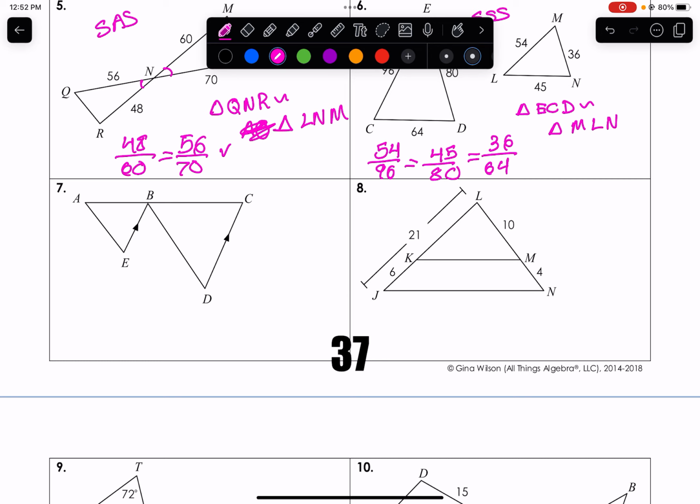So here I have parallel lines, so I can say that I have corresponding angles here. And let's see, are there any other angles that I can say? Well, if I extend out my parallel lines, I don't think there's any other angles that I can say. So I'm going to say no, you can't prove these.